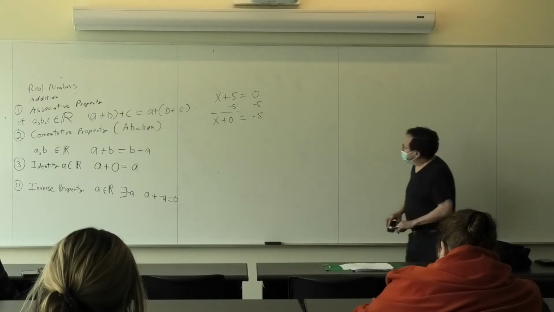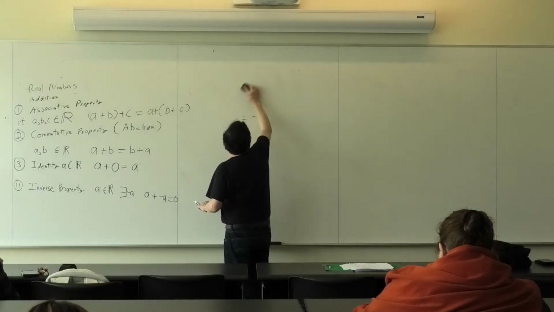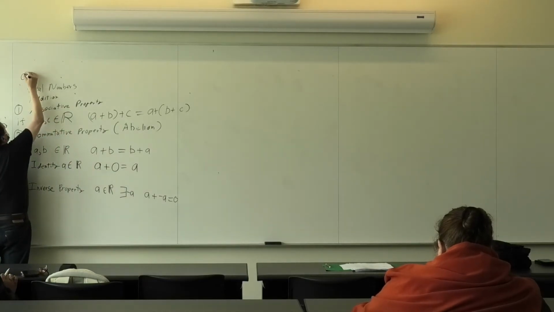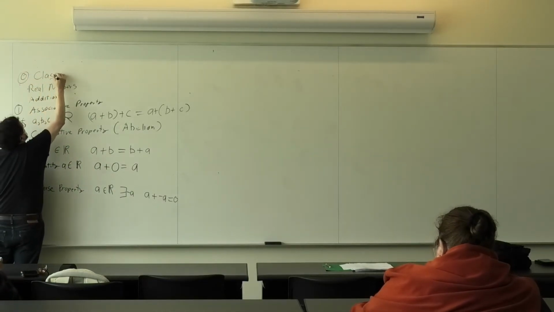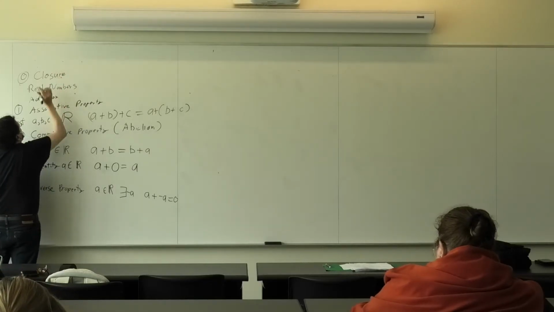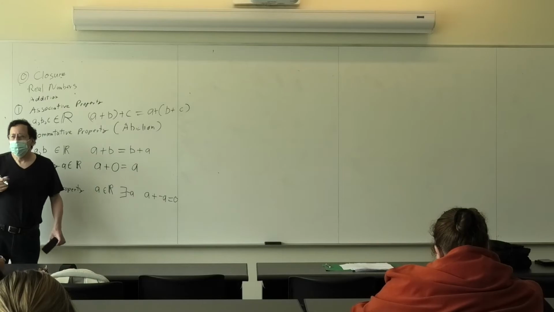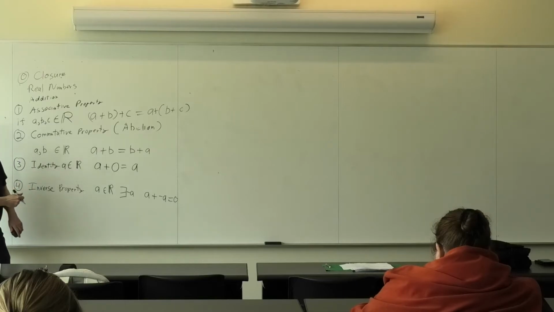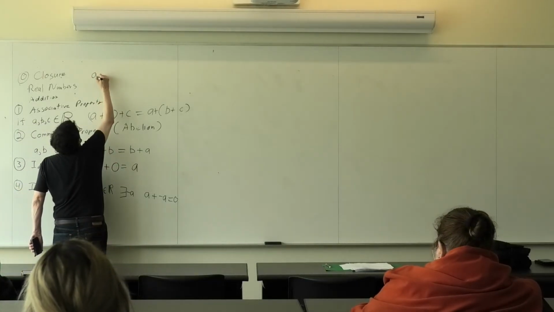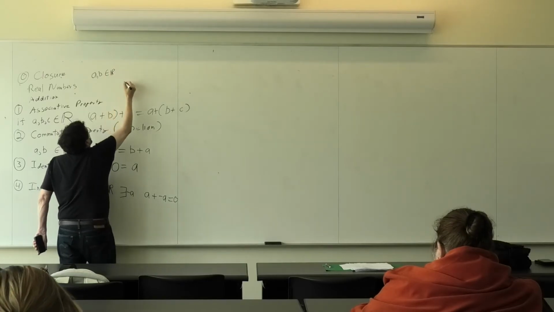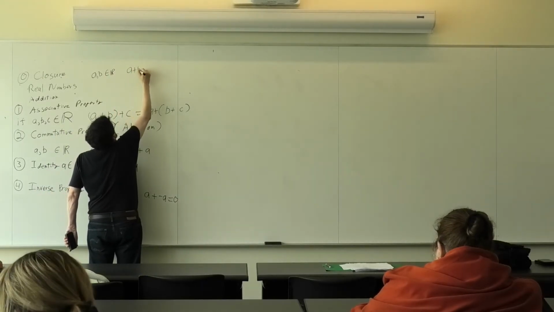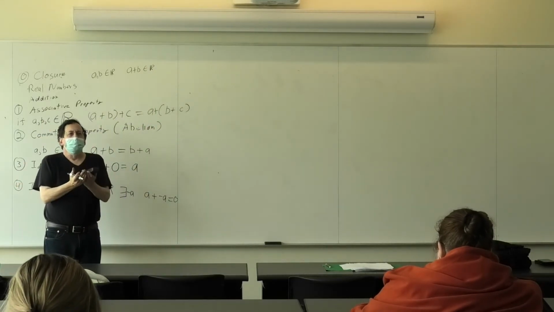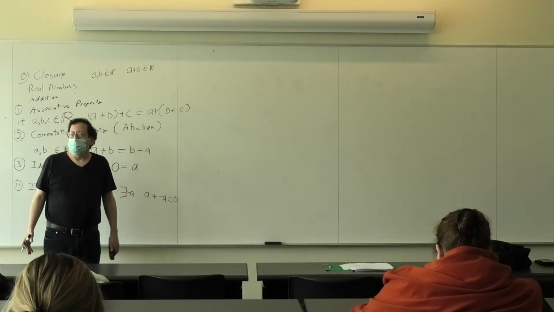There's one more property which I don't think you need to know. But it's kind of like the first property. It's called closure. Anyone know what closure means in this case? It's just so simple. It just says A and B are real numbers, and A plus B is a real number. In other words, you can take any two numbers, add them, you get a number. That's all.